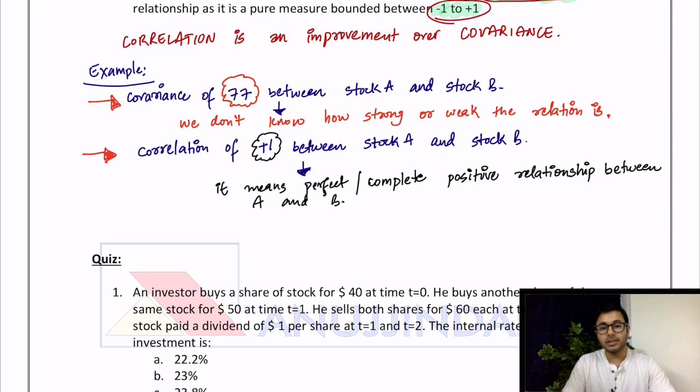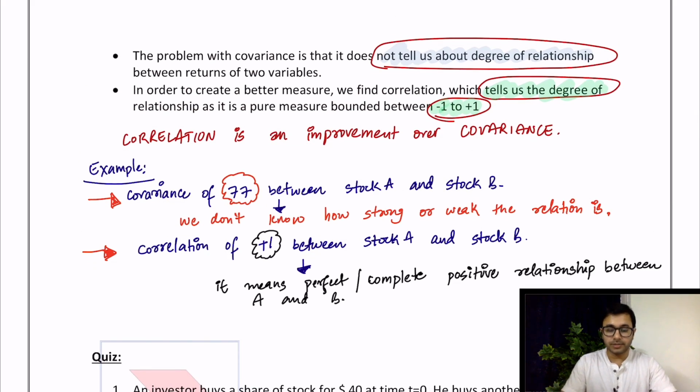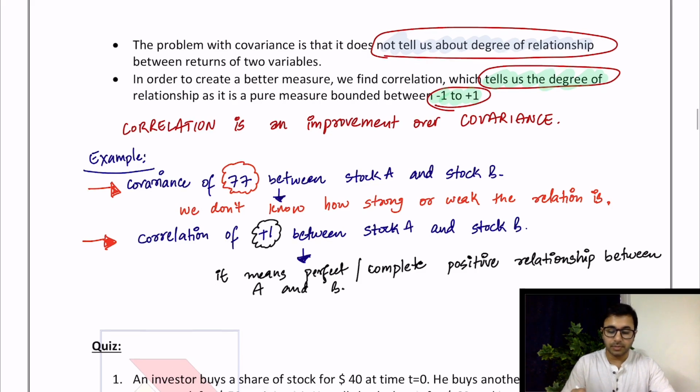In order to identify the intensity, the strength of relationship between two particular portfolios or multiple portfolios, you use something called correlation. So correlation is an improvement over covariance. Covariance just tells us whether the relationship is positive or negative or zero, but it does not tell us the intensity, the level to which they are related with each other, and that degree of relationship is expressed through correlation. Correlation, that's why, varies from -1 to 1. Okay, it lies between -1 and 1.